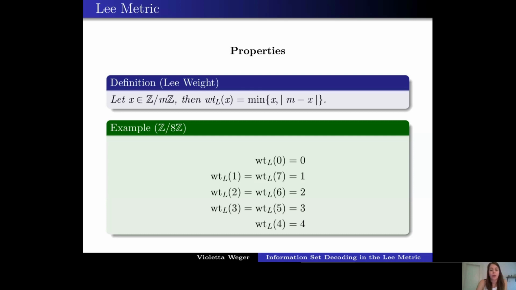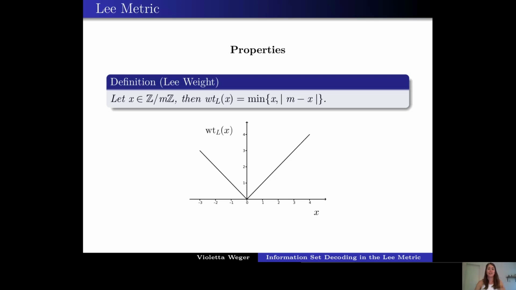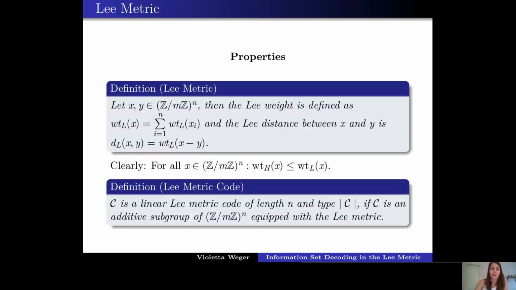I put here the example of Z mod 8, but I usually think of it as this triangle. Even though it's not a straight line, it should be these points. Now if you change the representatives from minus (m minus 1)/2 to m/2, what you get is the L1 norm. That is a very strong connection the Lee metric has to the L1 norm that we also use to prove that the Lee syndrome decoding problem is NP-complete. But that's for another talk.